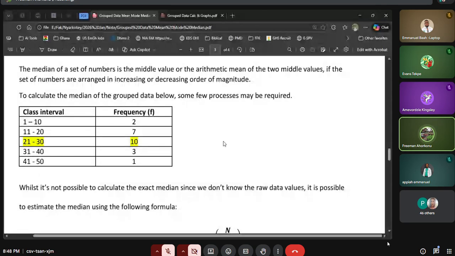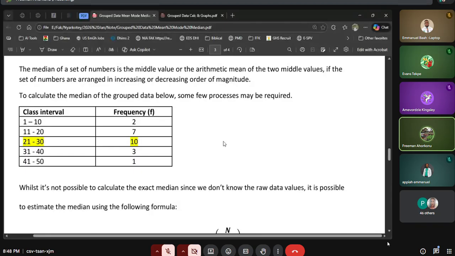One, we are adding all the frequencies. Two, we divide by 2. What answer we get, this is what we are going to use. We now got 11.5 as the quotient when we divide 23 by 2. We'll now start adding the frequencies one after the other. The one that gives us 11.5 or more than 11.5, we will stop there. That is the median class.